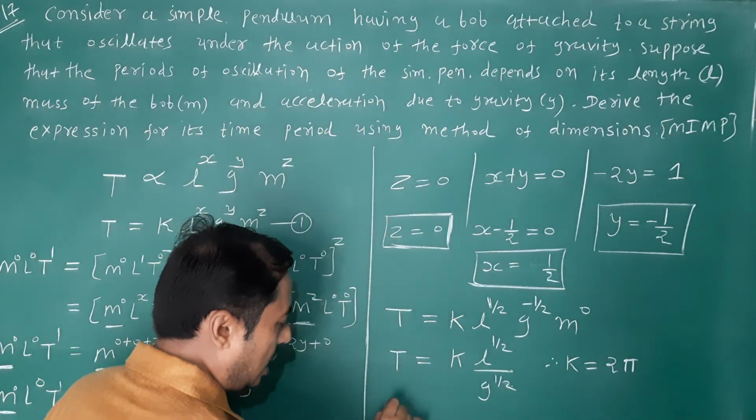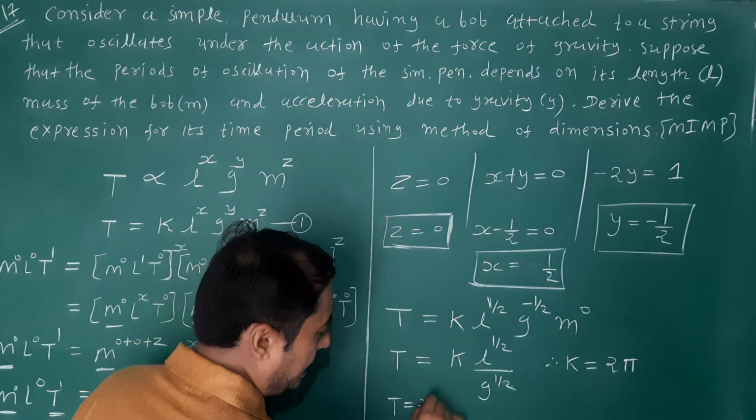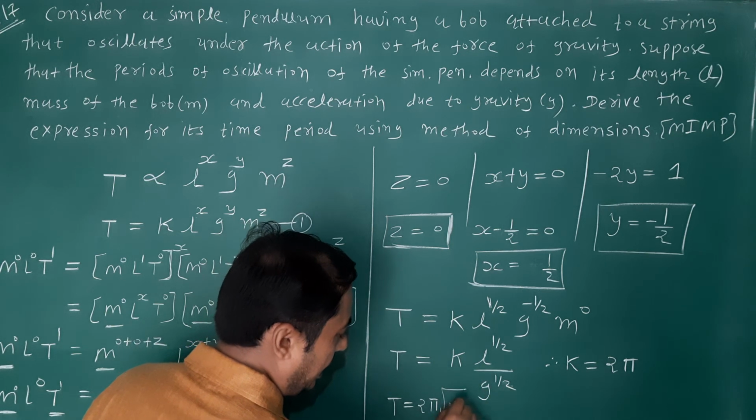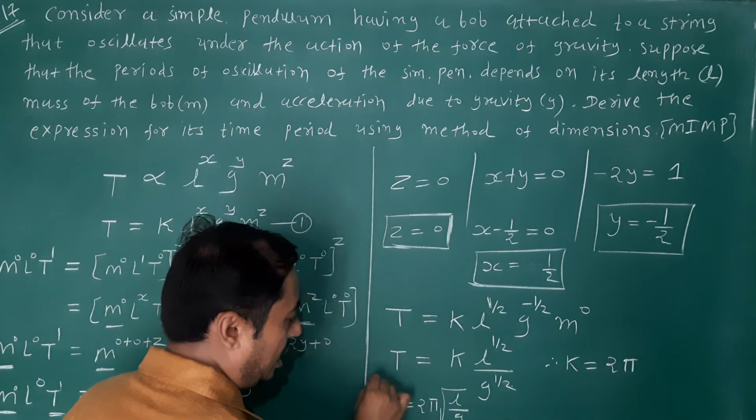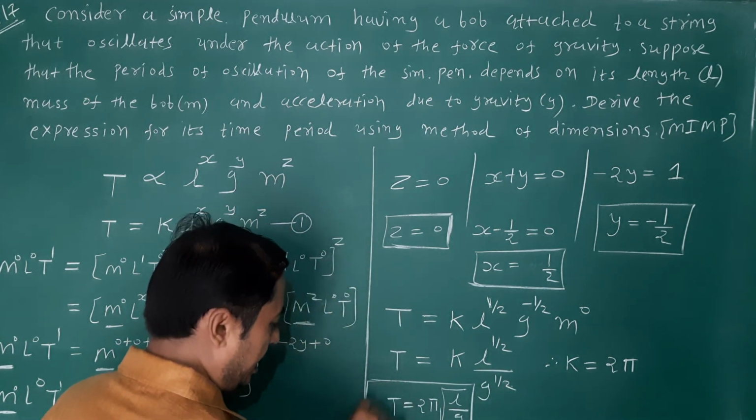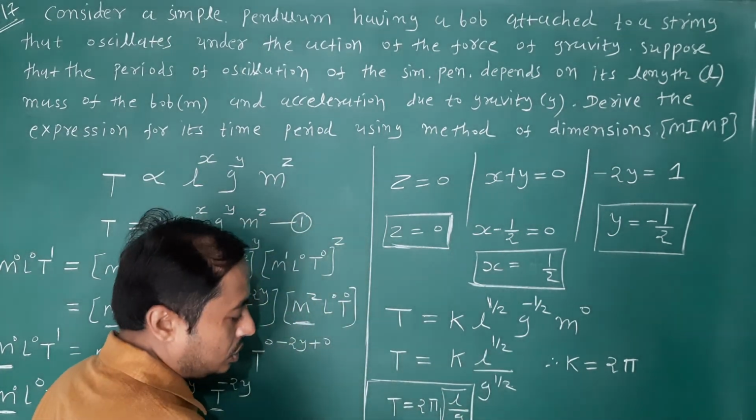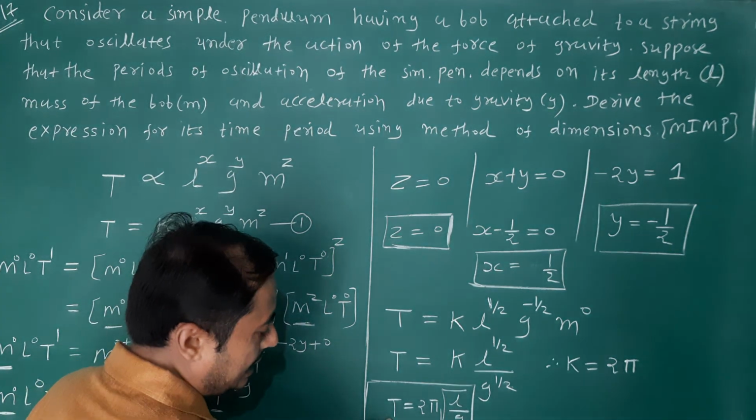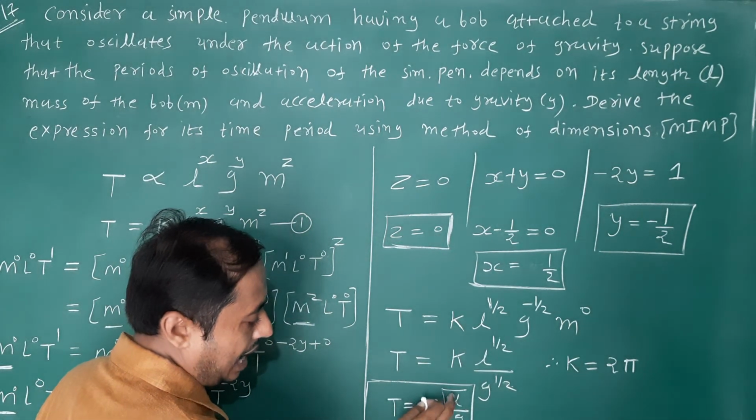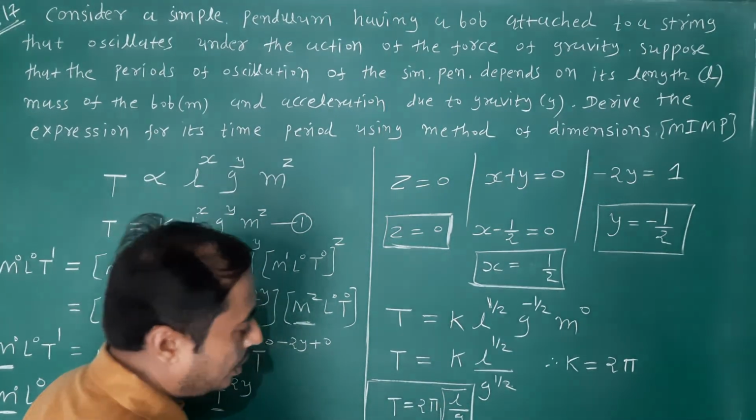So we can write t is equal to 2 pi, here under root L upon g. Instead of 1 by 2 we can write root. Okay, so now we get one formula, t is equal to 2 pi under root L upon g.